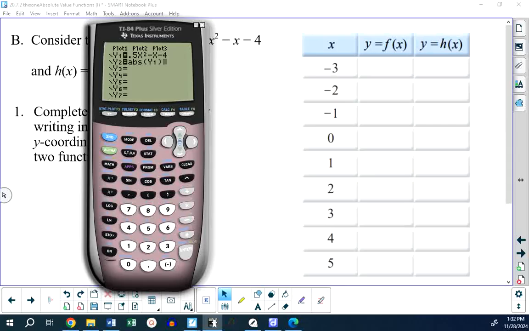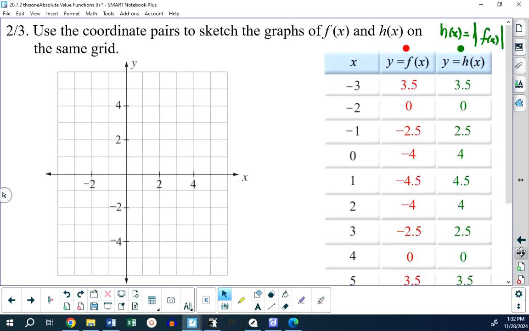And this reinforces the idea. Look up here. y1 equals 0.5 x squared minus x minus 4. It's the y coordinate, y1. So when I do absolute value of y1, it gives me those numbers. So I am going to shave off a little bit of time here, and I'm going to not plot the points. You could, and it would take you a little while, but I don't think we need to.